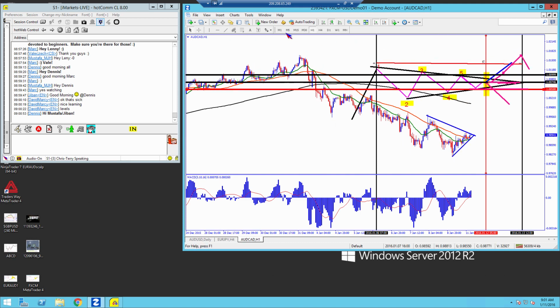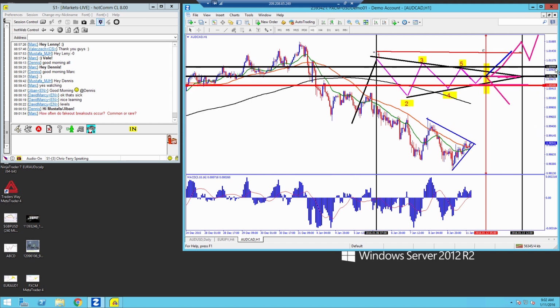So for instance, let's just say it broke out and you spotted it. You wait for that first pullback. Breakouts become very noisy if you're not waiting for the maturity.